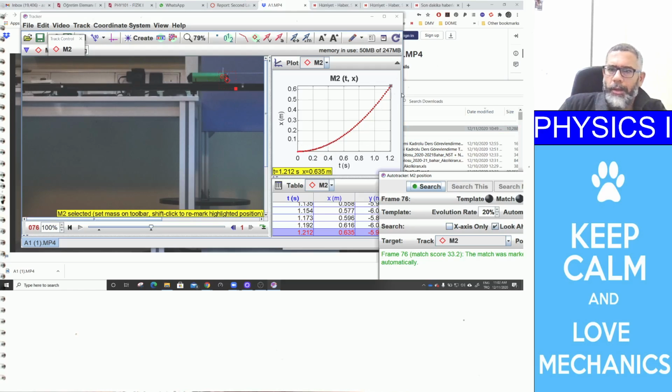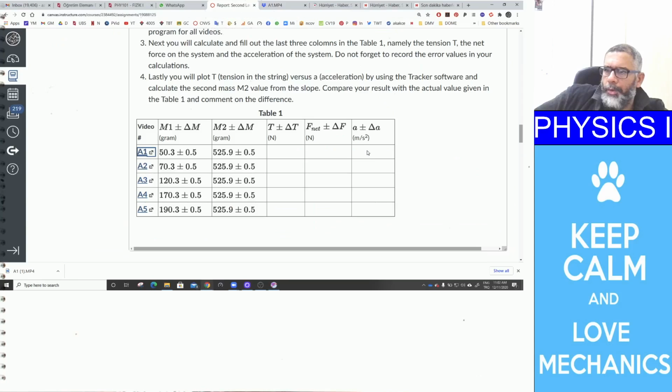Alright, so you see it's a kind of parabola, and it's very clear from this picture. Even though we haven't started analyzing yet, it is very clear that it's a parabola, and a parabola is nothing but the position versus time plot for the kind of motion which has constant acceleration. So what's next? Remember, our job is just to calculate the acceleration of the green card for that specific video.